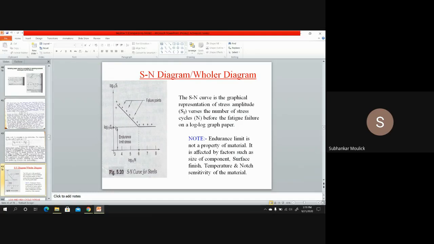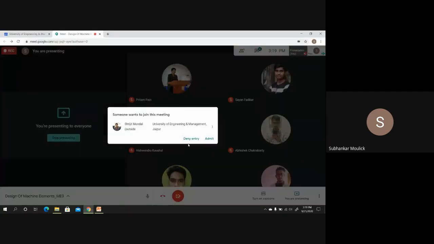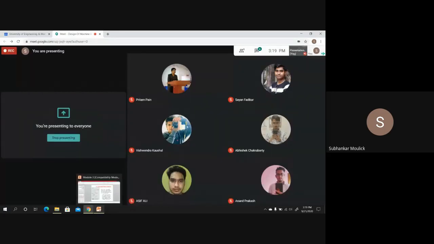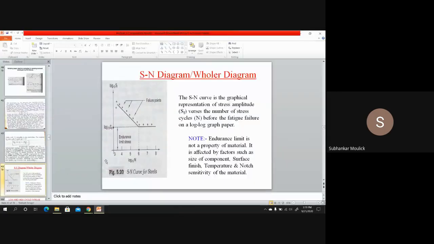This particular point is your endurance limit point and is given by log base 10 SE. I told you in the last class that we denote endurance strength by the symbol SE. From the y-axis, if I measure this vertical distance, it will be log base 10 SE equal to something, so your SE value will be the anti-log of that value. Is it clear?